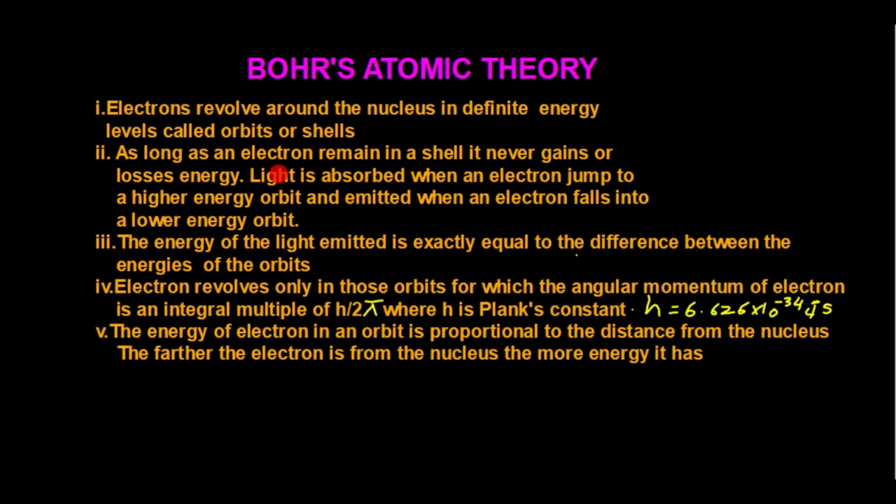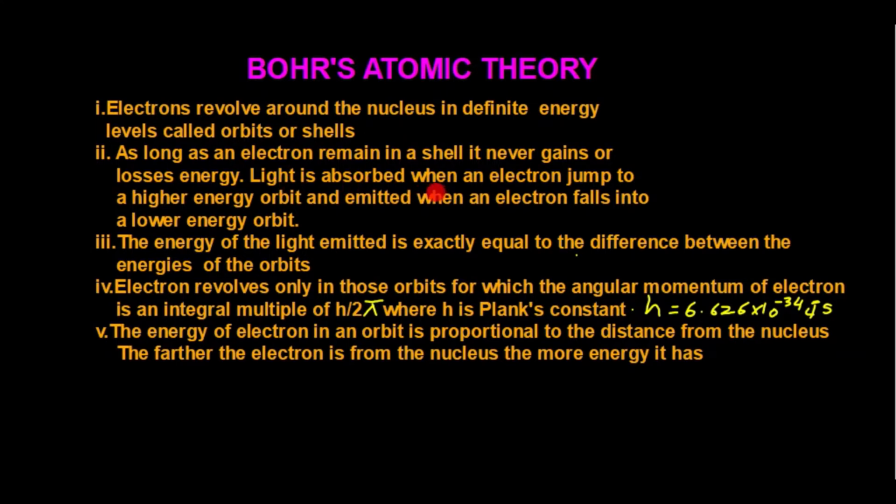Now we will see when an electron absorbs energy or when an electron emits energy. When an electron jumps from a lower energy level to a higher energy level, then it always absorbs energy. Light is a form of energy. The electron absorbs light energy and jumps from a lower to a higher energy level. After the absorption of energy, the electron becomes excited. That's why it jumps from a lower to a higher energy level.